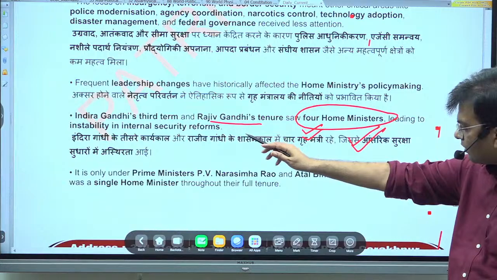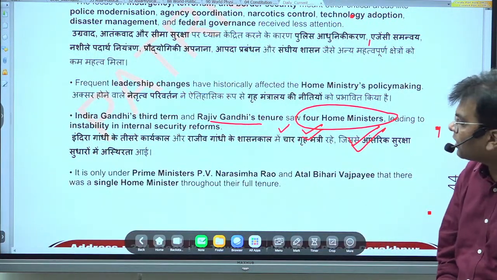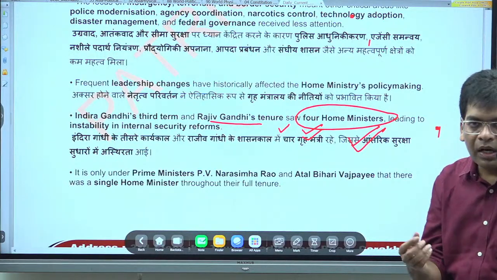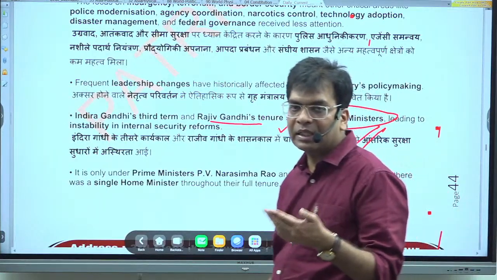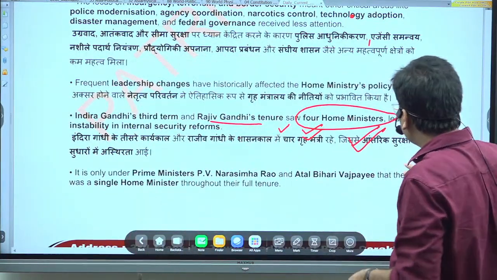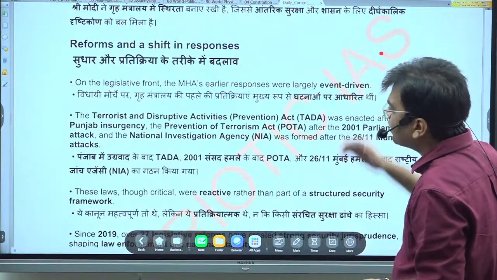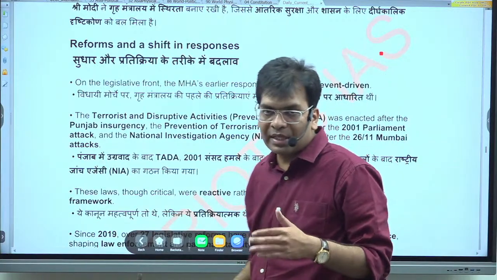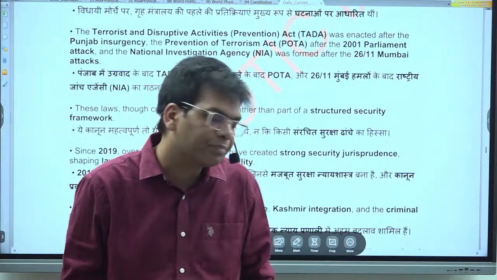So it was ineffective during Indira Gandhi. It was not that effective under Rajiv Gandhi, but you will see there was stability under P.V. Narasimha Rao. Later it was Atal Bihari Vajpayee with Home Minister Lal Krishna Advani, and again now under Prime Minister Modi ji, Amit Shah is the Home Minister, and now we see continuity in the policy, and that has had a positive impact.